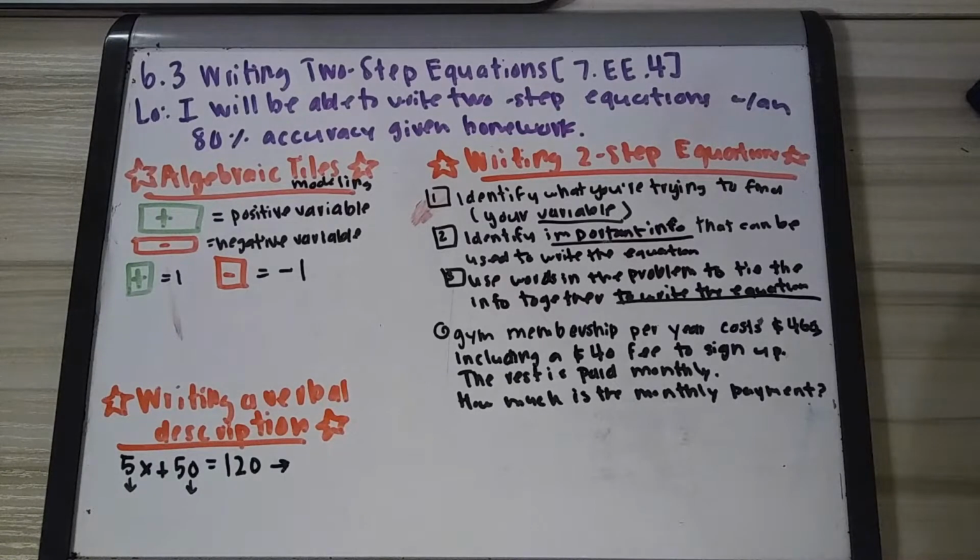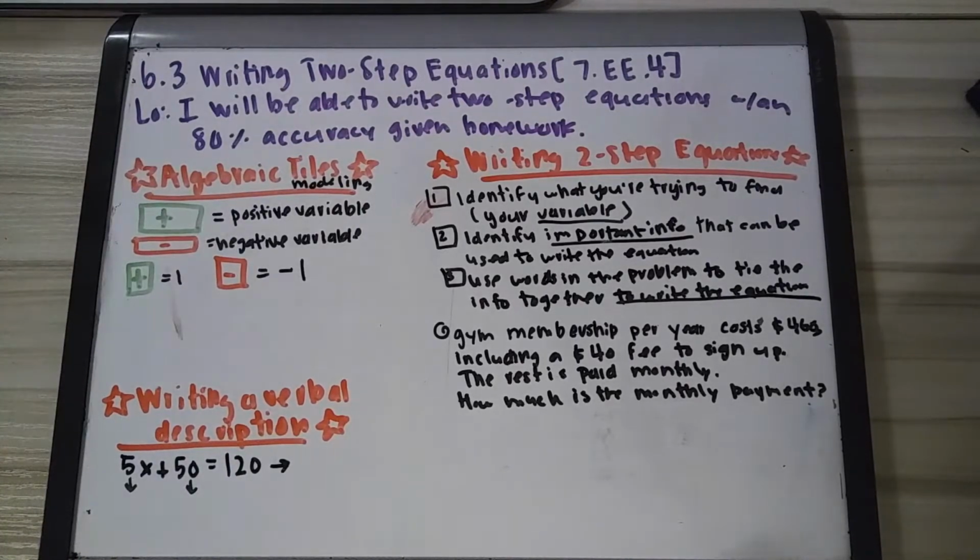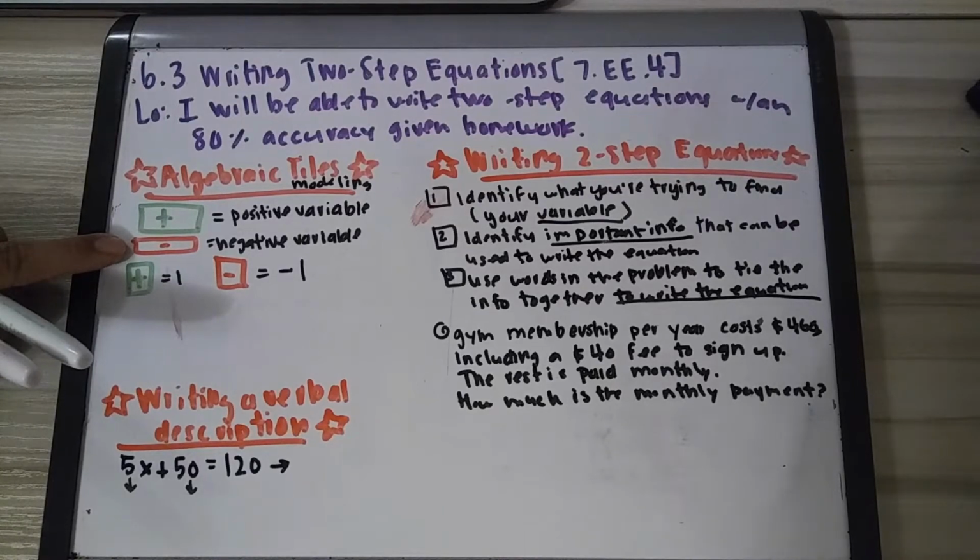Some of you might benefit from this, some of you might not need them, but I'm going to show them to you. That way you can have a little extra visual there. Now, whenever you see a long tile like this, usually it's going to be yellow, but my yellow doesn't show. So it's a positive variable. Again, the x that you don't know what it is, the y, whatever variable they give you. If it's a long red tile, that's going to represent our negative variables.